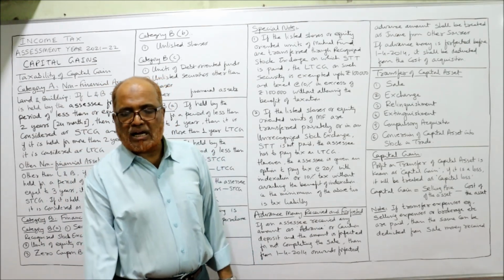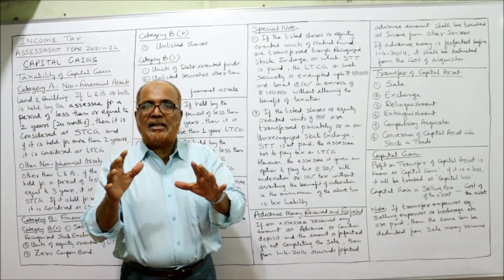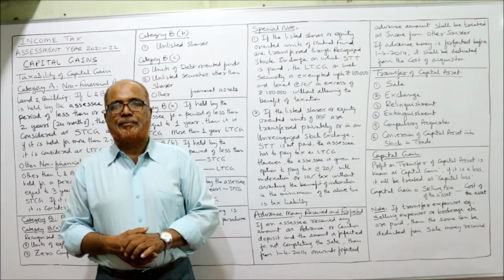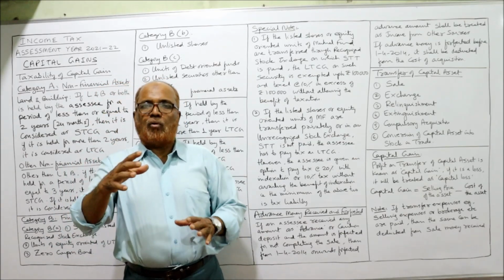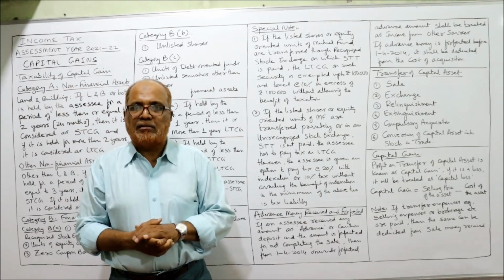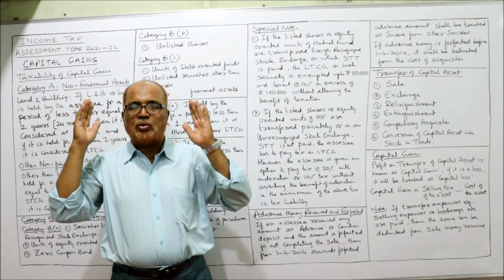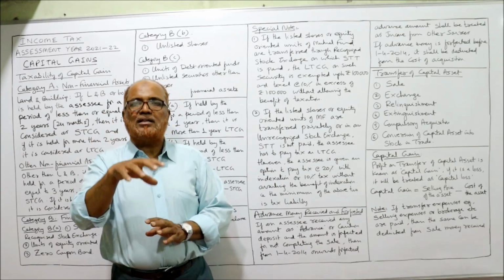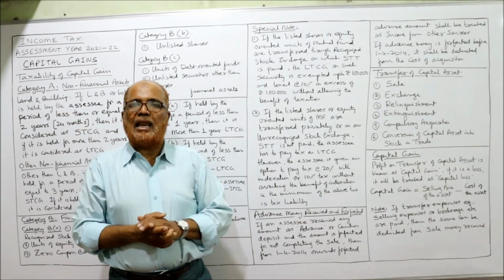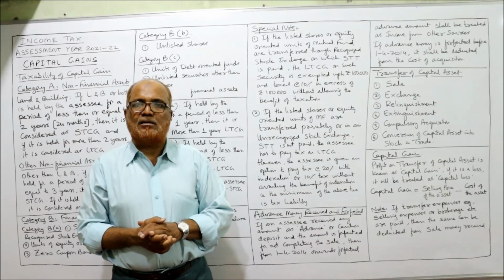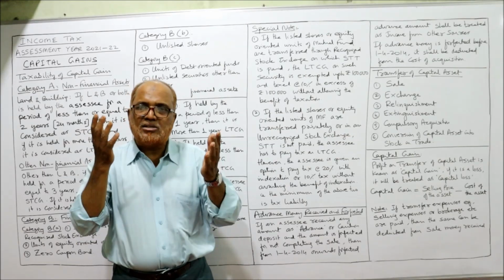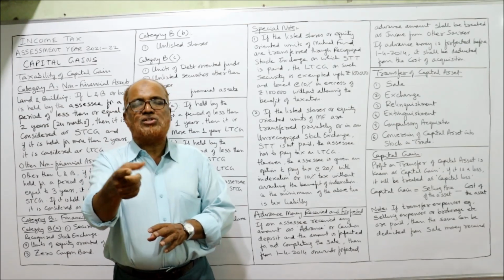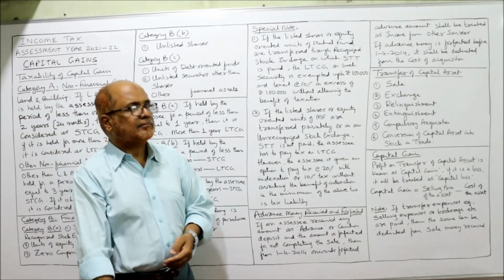Compulsory acquisition. In some cases, the government will compulsorily acquire the property of the SSC. For example, the government wants to lay the railway line, or the government wants to make master planning. In that case, compulsorily the government is acquiring the land and building of the SSC. Income Tax Act says that is also a transfer. Any gain arising on that transfer is also taxable.